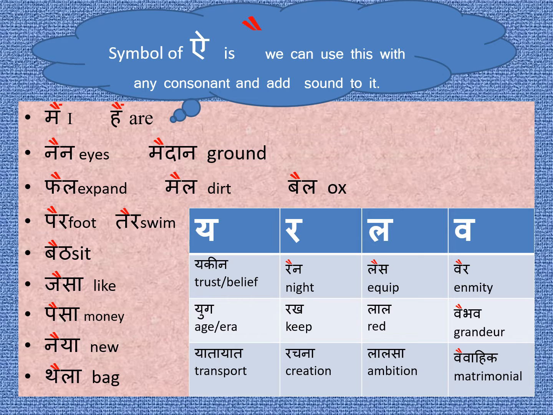Now you can see here some more words with ya, ra, la and va. The first column, ya, we have yakin, yug, yatayat. In ra, we have ran, rakh, rachna. In la, we have las, lal, lalsa. In va, we have vair, vaibhav, vaivahik.